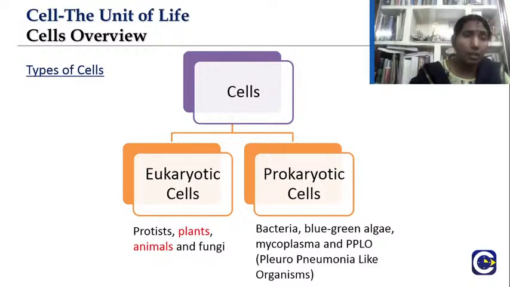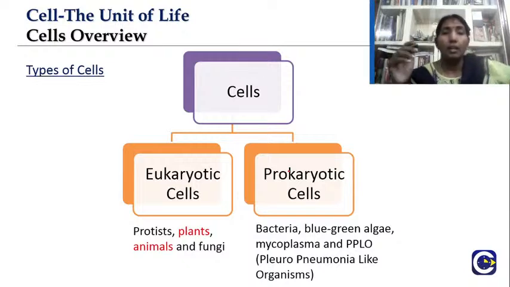But as in all biology textbooks, they say types of cells: eukaryotic cells and prokaryotic cells. So when I say eukaryotic cells and prokaryotic cells, what are we trying to talk about? Here they have given the examples like protists, plants, animals and fungi. But what about the prokaryotic cells? We include all the bacteria, the blue-green algae, and the mycoplasma, the smallest one which I said, the PPLO, that is the pleuropneumonia-like organisms. So they are all prokaryotes.